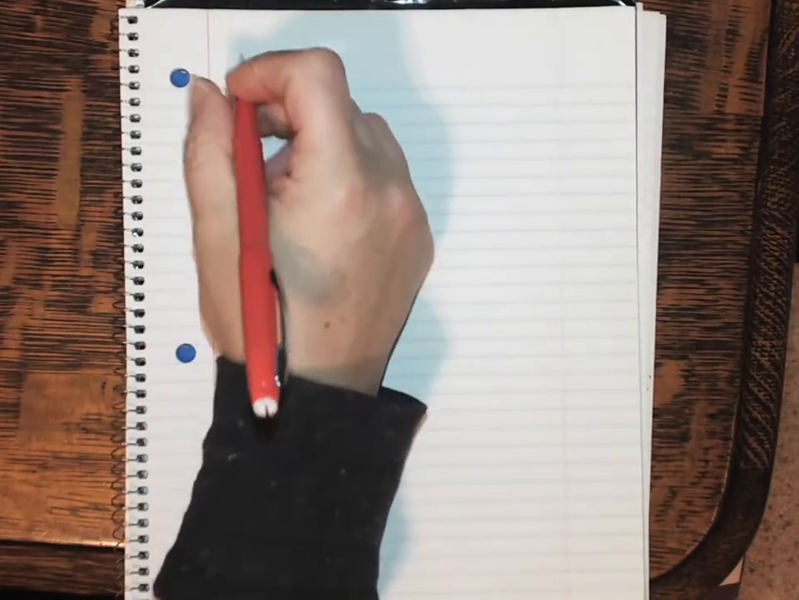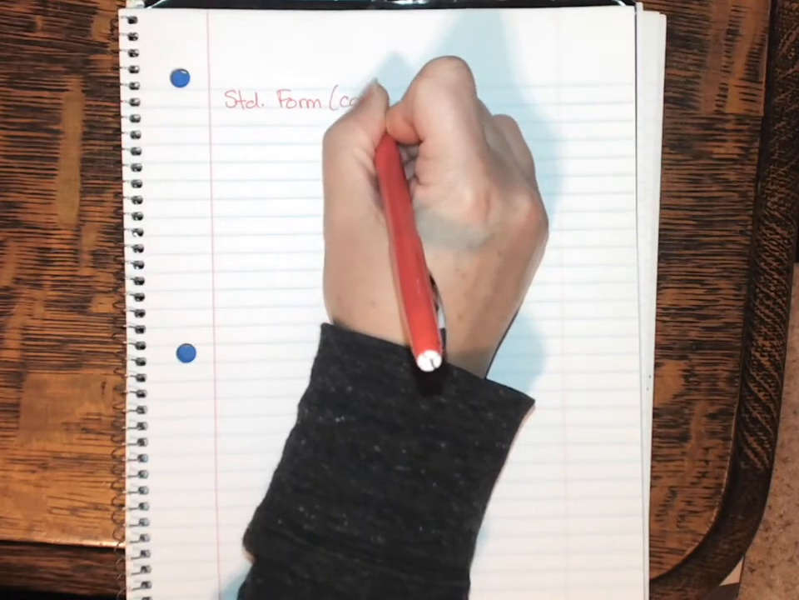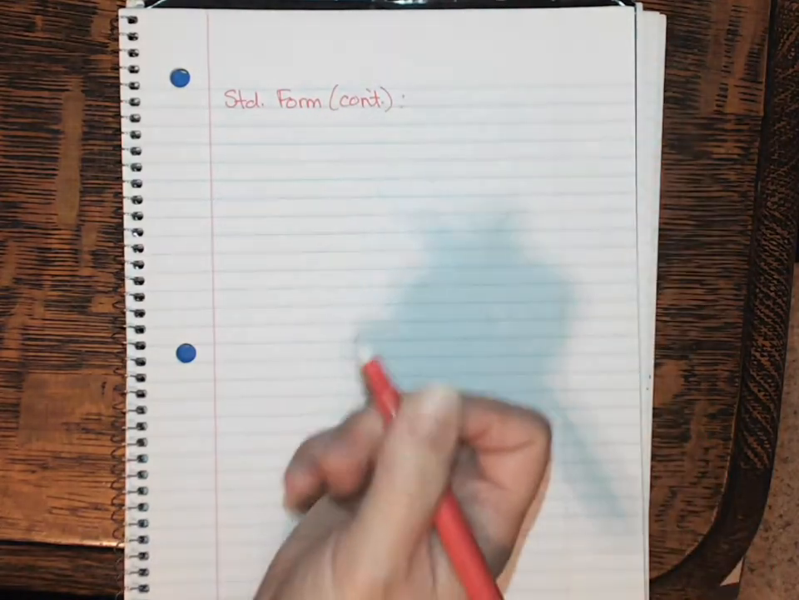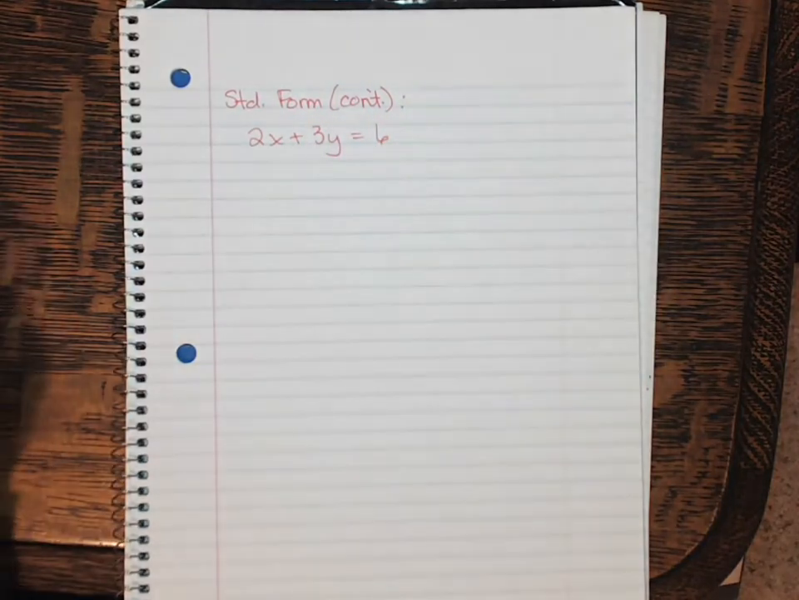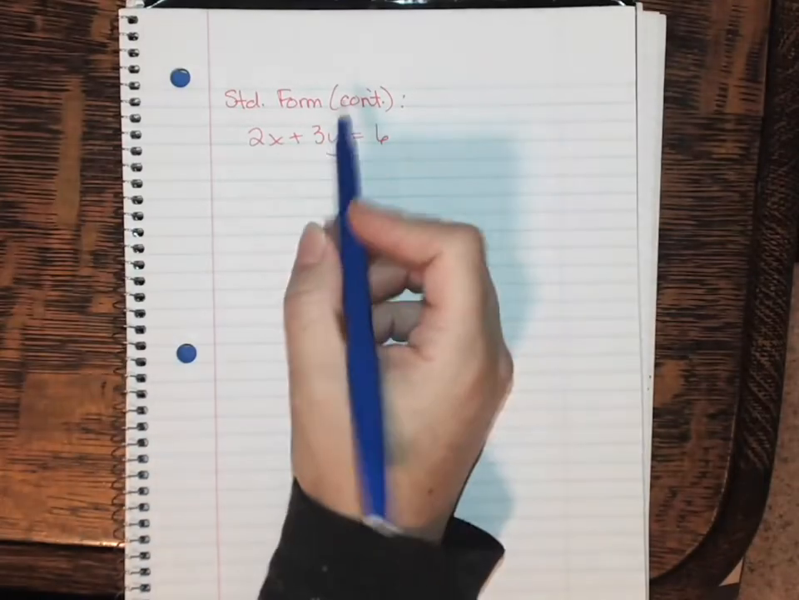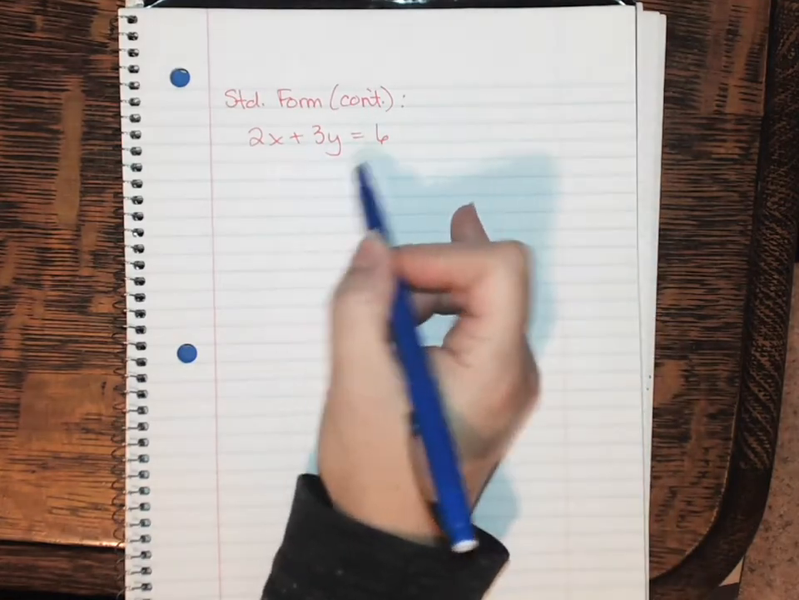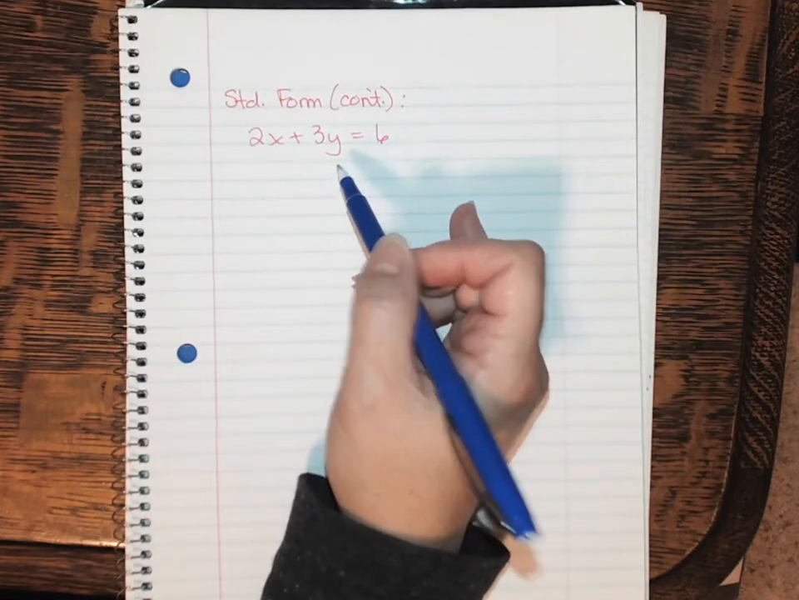Okay, just going to switch my page. An example for standard form: we will start with 2x plus 3y equals 6, and I am going to think about what my numbers tell me. I already know I'm going to have to do some rearranging here because the first step is going to be to turn it into our slope-intercept form.